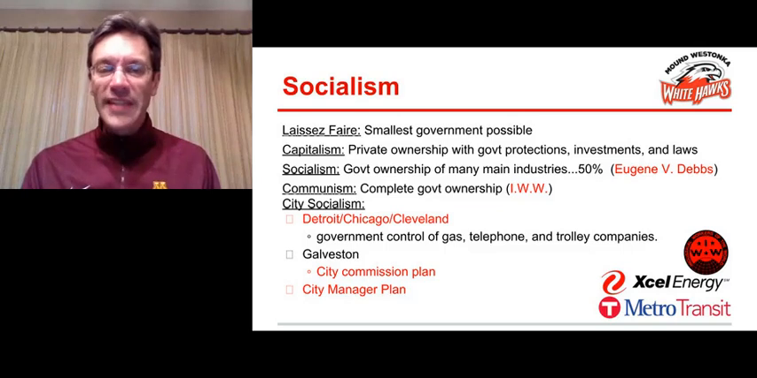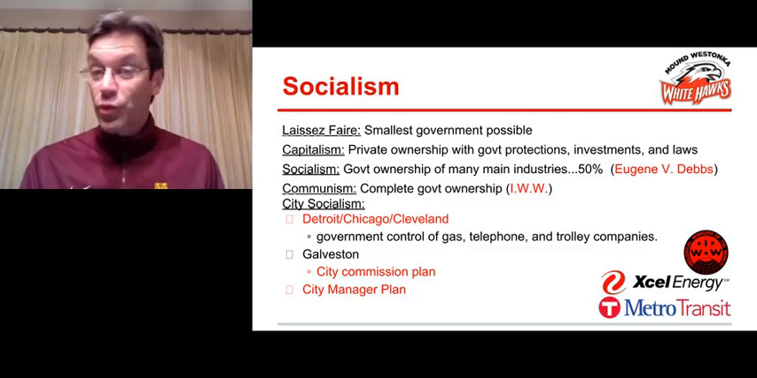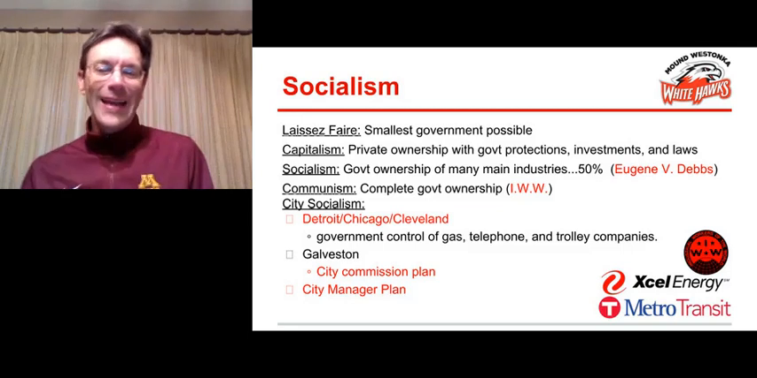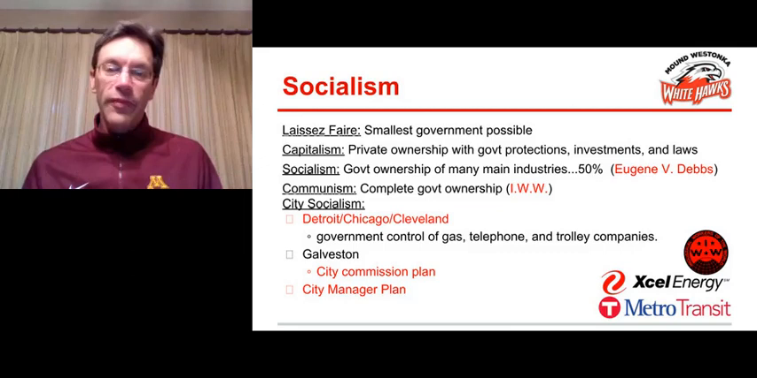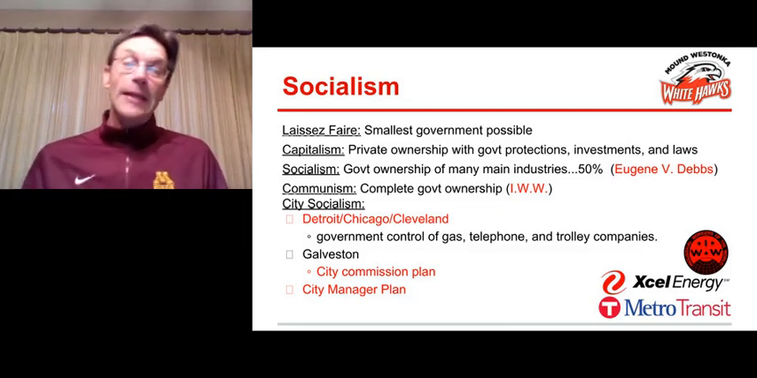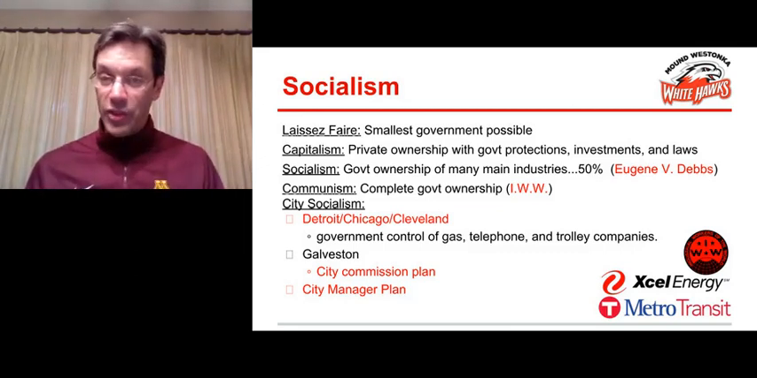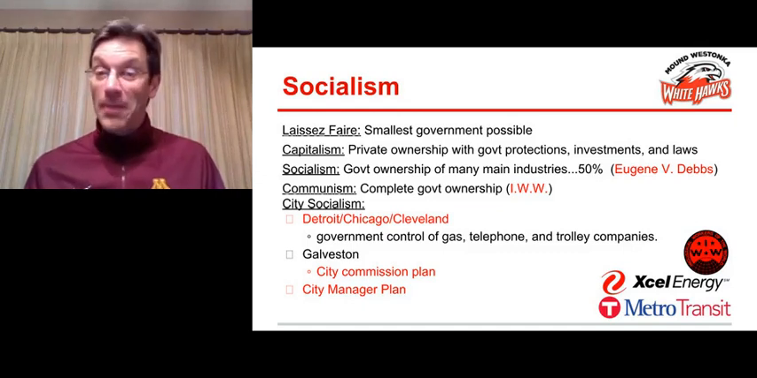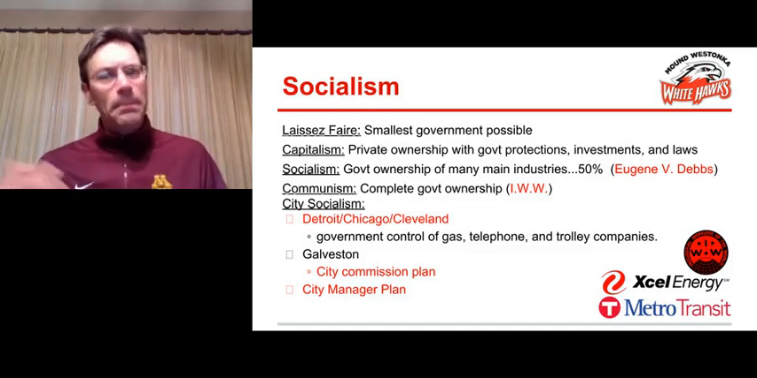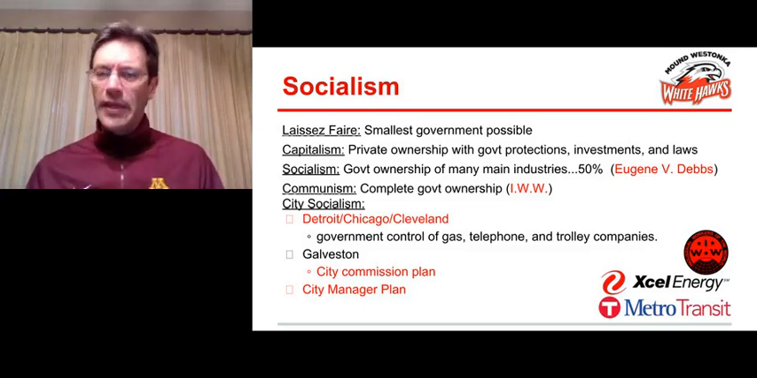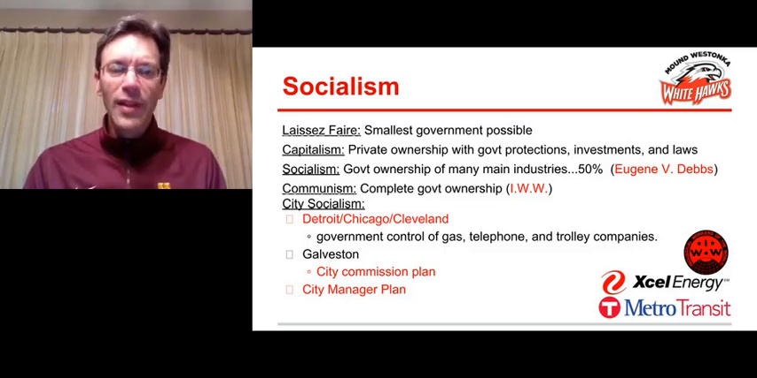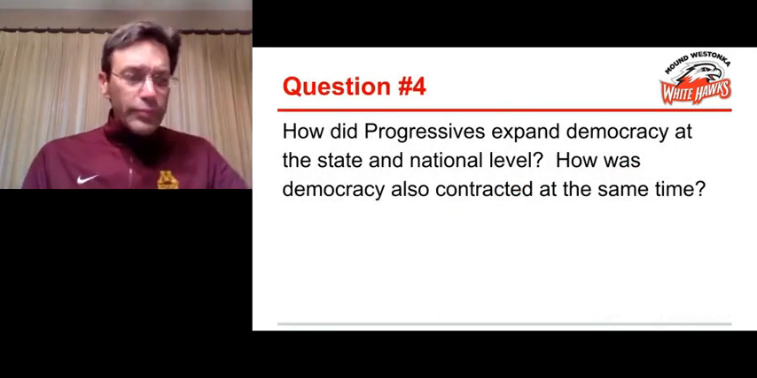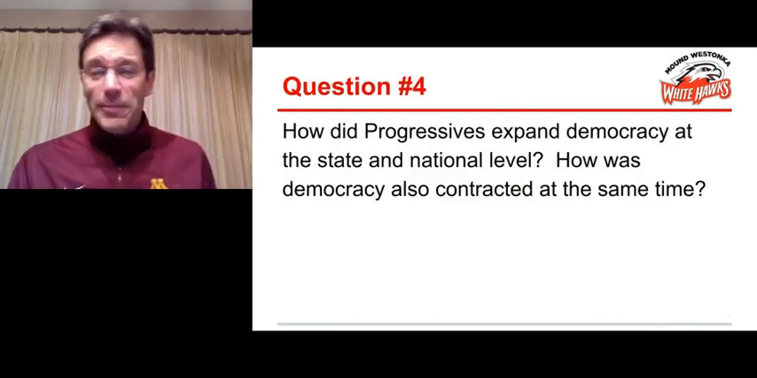Real quickly, if you want some examples of public utilities, Metro Transit or Xcel Energy. They're privately owned companies, but they operate through the government. So if Xcel Energy wants to raise their rates, they have to go to the government and ask for permission. So we have one energy company in town to get a monopoly, but they're very much regulated. Metro Transit is much the same way. It's heavily regulated. So it's a little example of some city socialism going on. And you would need to explain the city manager system as part of that question.